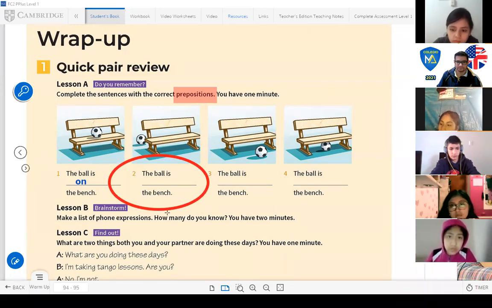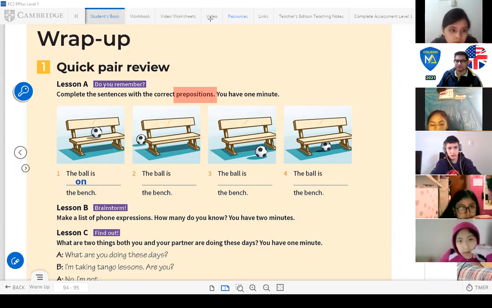Bench. What's the pronunciation? Pero ¿cómo se pronuncia? The correct pronunciation. Behind. Behind. Great. That's right. The ball is behind the bench. Great. What about number 3?